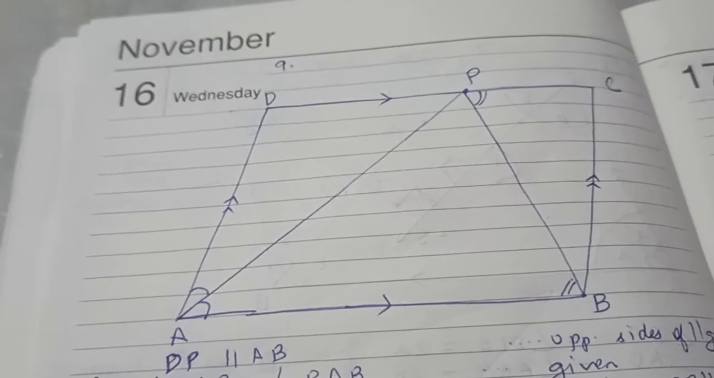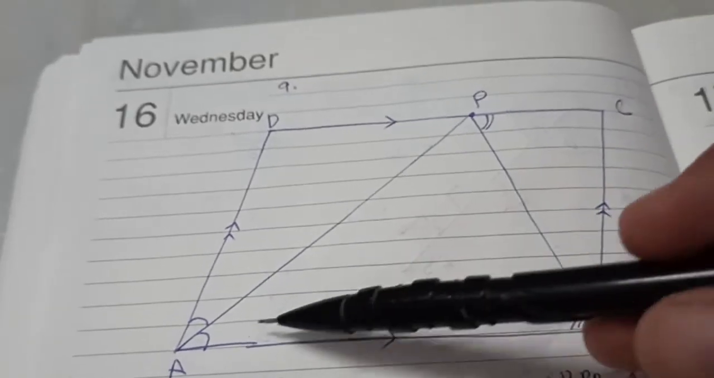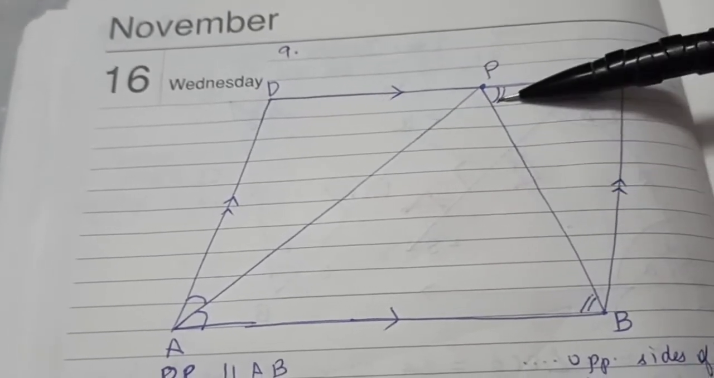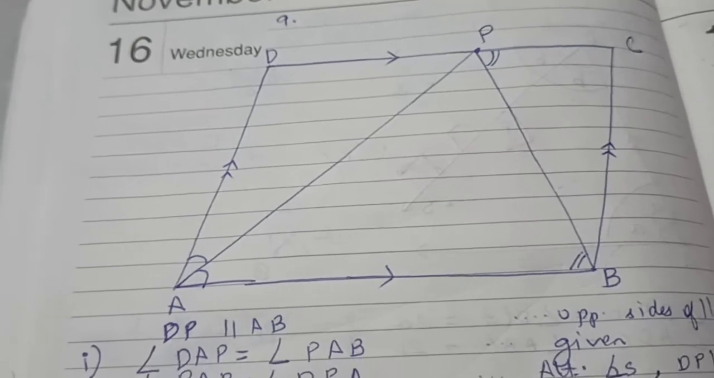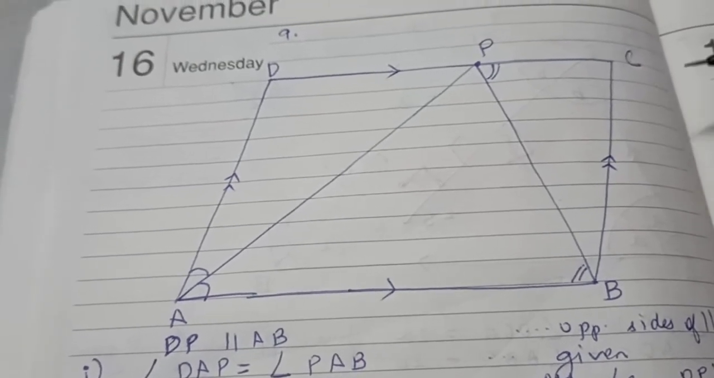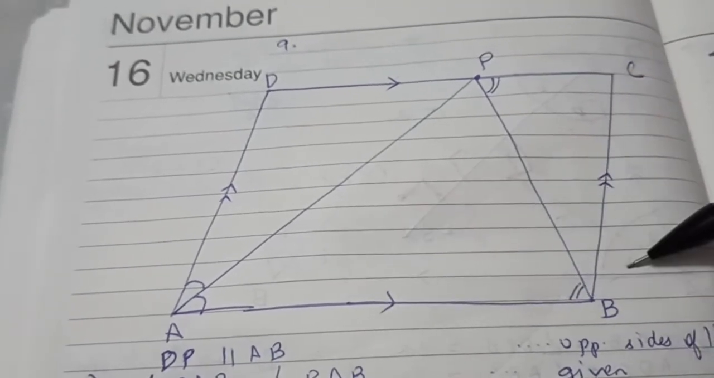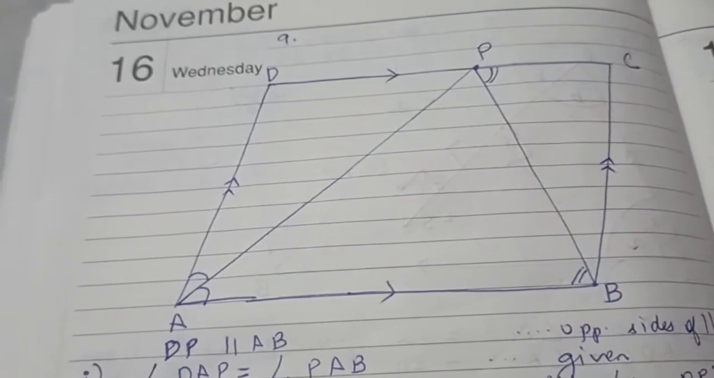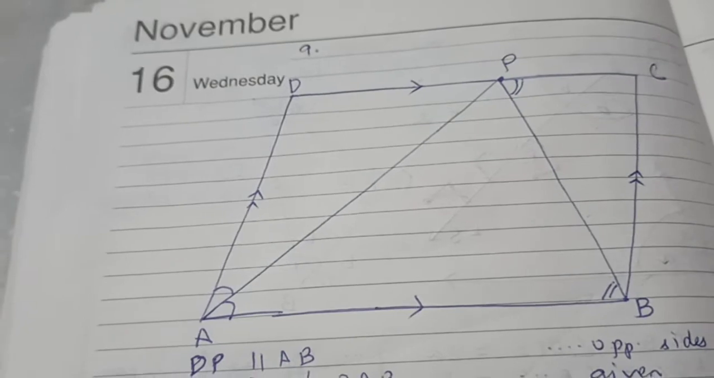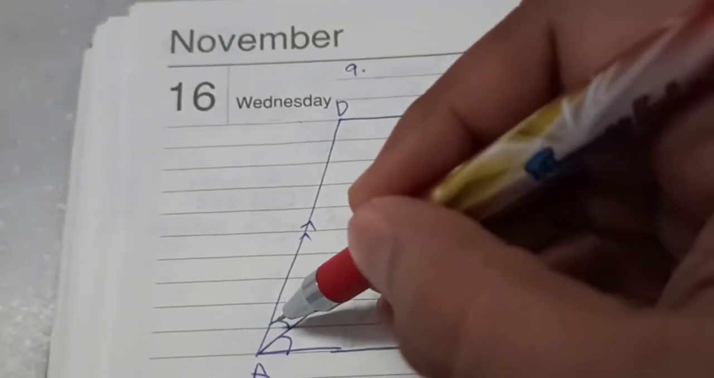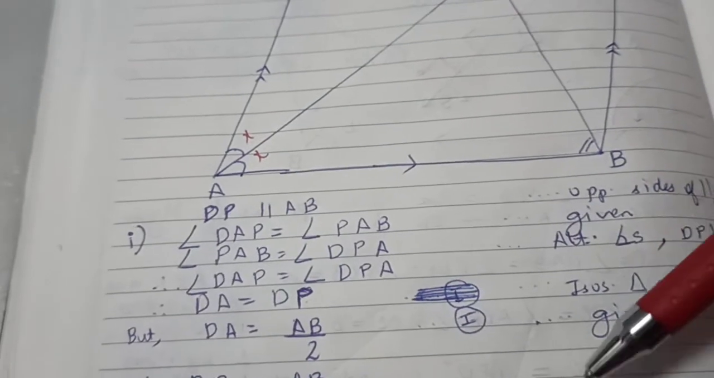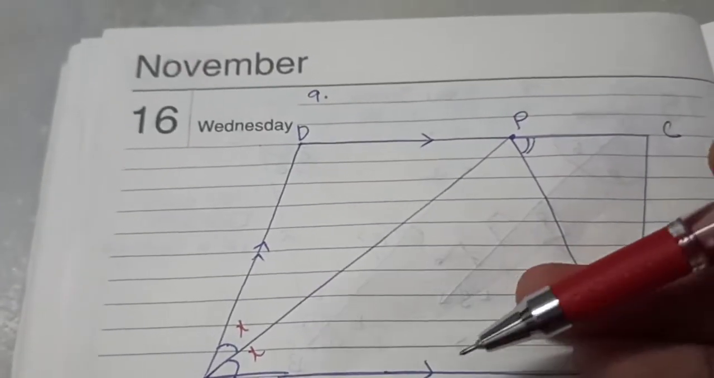So in this sum, again, ABCD is a parallelogram, and here AP is an angle bisector, but we have to prove that BP is also the angle bisector. And in this sum, it is already given that AB is twice of AD. So we'll start with these angles. Let this be an X and this is also X, although I have not used X in the sum, but you may use it if you want to.